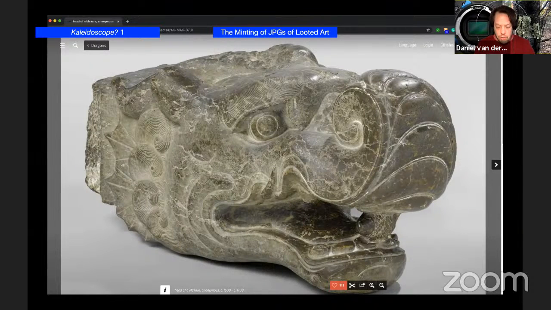Let's file a looted artworks JPEG that's minted into an NFT under the politics of fake and fiction. Let's leave it here to be looked at in our second episode. So I think this is something we should come back to.